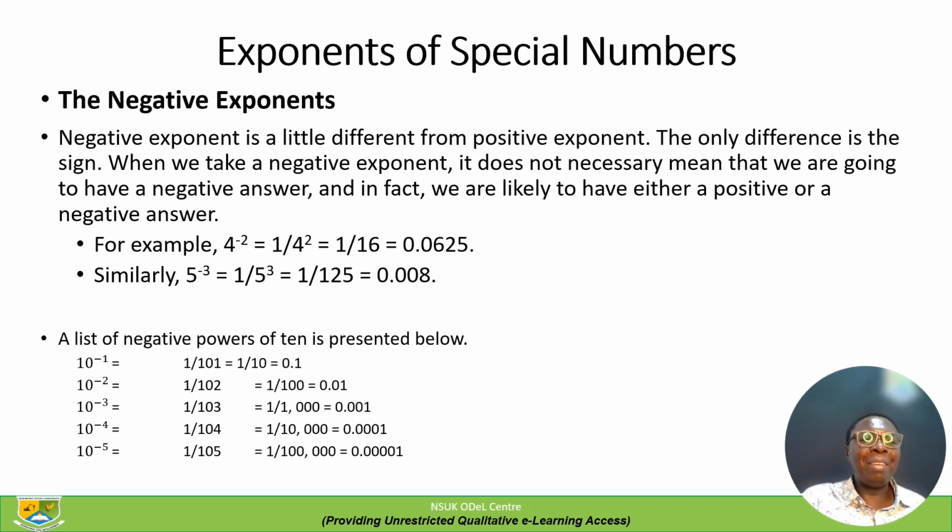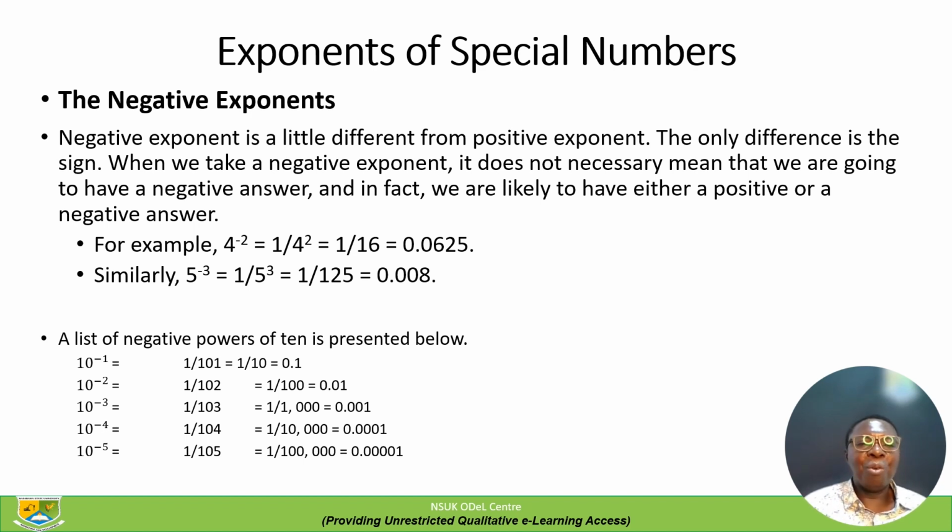So let's look at negative exponents. The negative exponent is a little different from a positive exponent. The only difference is the sign. When we take a negative exponent, it does not necessarily mean that we are going to have a negative answer. In fact, we are likely to have either a positive or a negative answer.